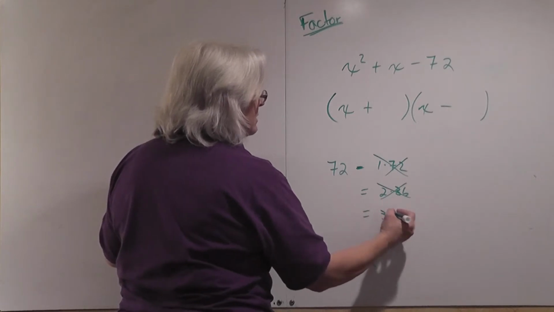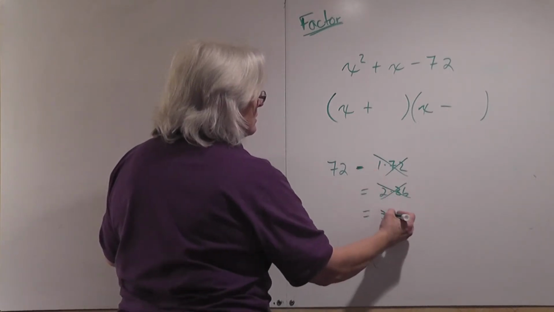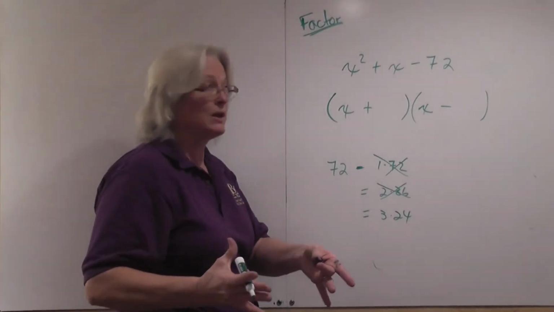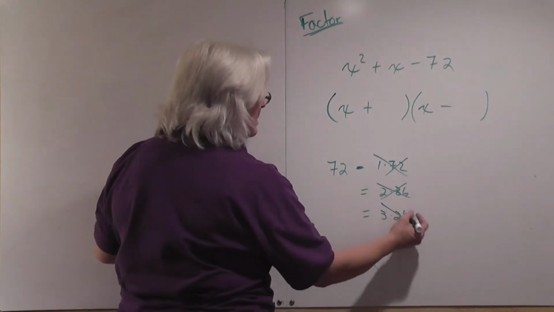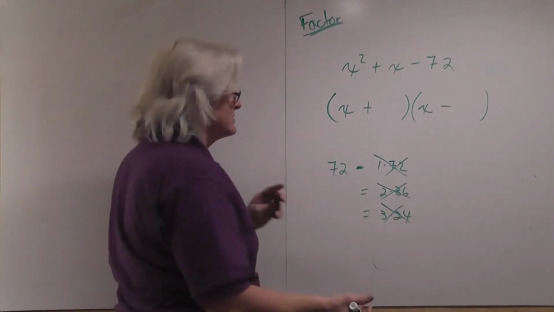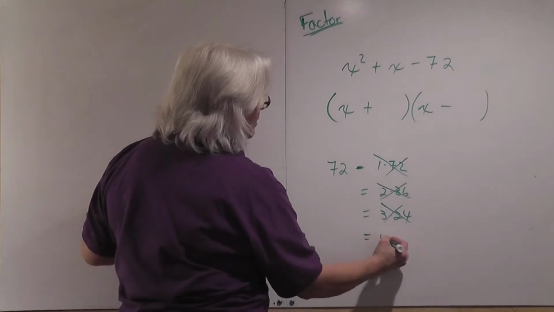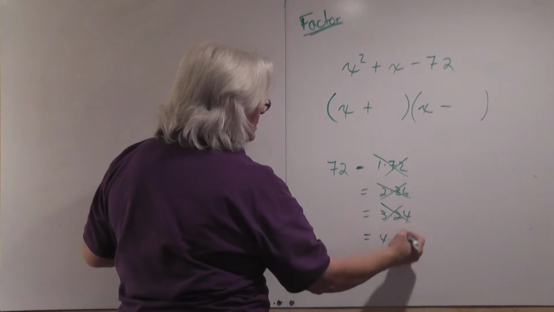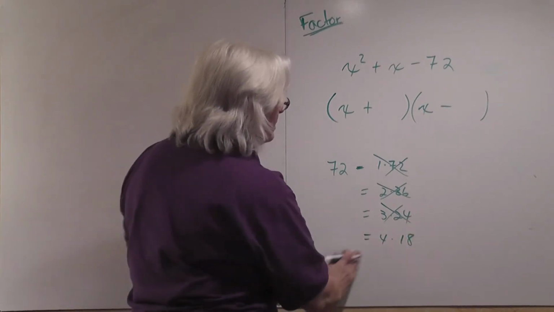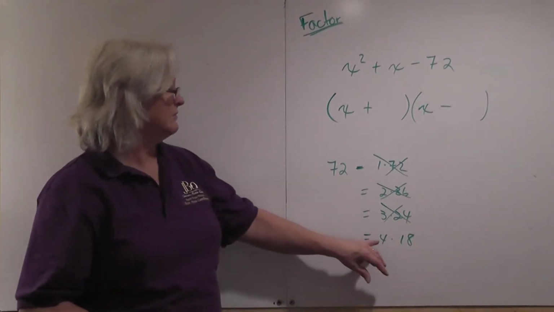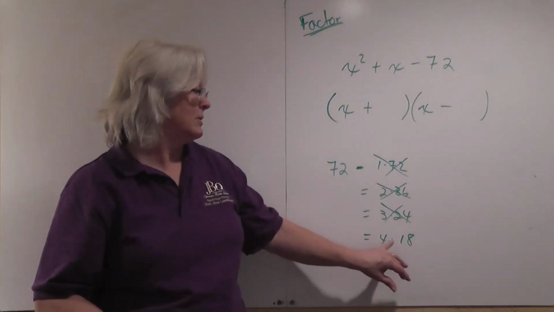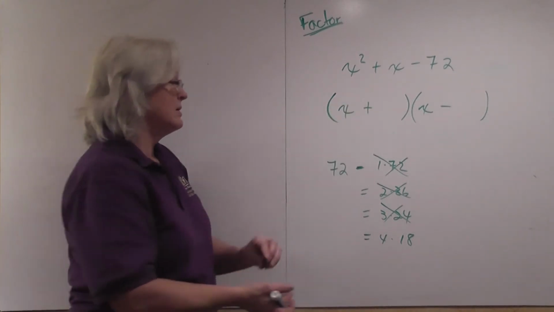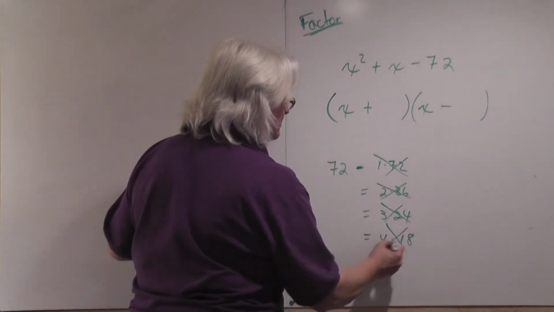What about 3 times 24? No, because when you add these two numbers together, it's only going to be 1. It's not going to be 3 times 24 or negatives or positives. What about 4 times 18? Yeah. 4 times 18. If you had like a negative 4, you'd still have positive 14. We only need a positive 1. So it's not going to be 4 times 18.